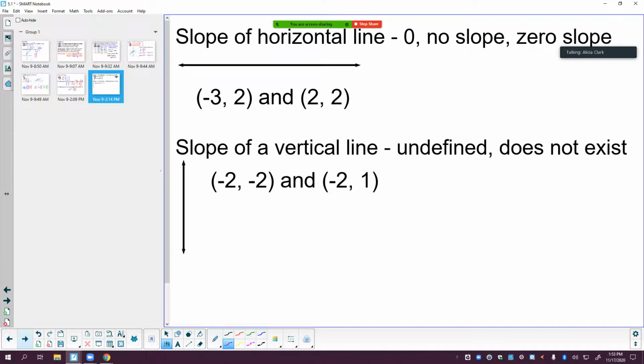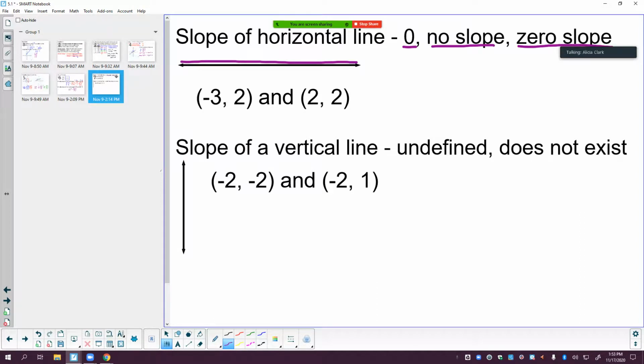So last part here, talking about the slope of a horizontal line and the slope of a vertical line. So horizontal line, I'll give you an example for that. It runs left to right. This is the horizontal line right here. The slope of a horizontal line is always 0. They can also call it no slope or 0 slope. So those are the things that you can use for that: 0, no slope, or 0 slope.